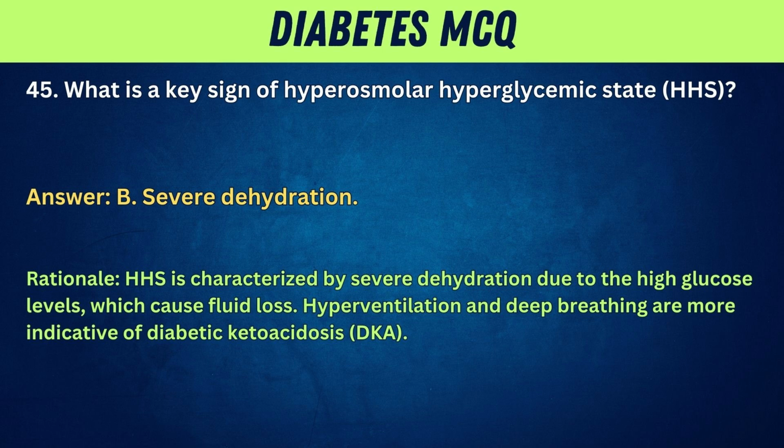Rationale: HHS is characterized by severe dehydration due to the high glucose levels, which cause fluid loss. Hyperventilation and deep breathing are more indicative of diabetic ketoacidosis, DKA.